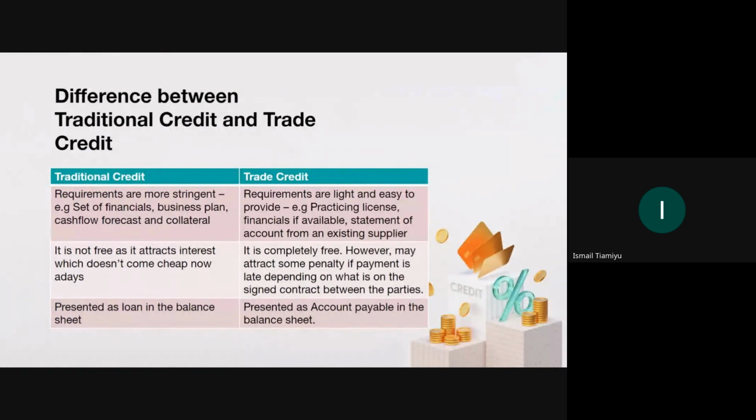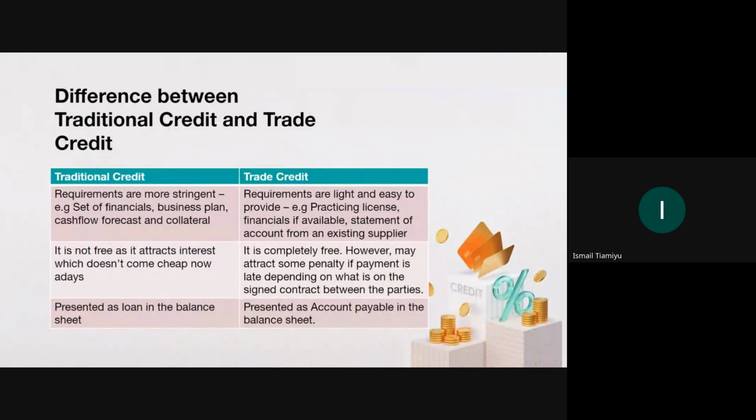All you need to do is to provide a statement of account, like a bank statement that shows your inflow and outflows, so that the supplier will know that, okay, you are solvent, that you buy, you sell, and you will repay. So they want to see that movement in your bank account, or you provide a statement of account from your supplier, an existing supplier, that shows that you're a good customer, and when you buy, you pay. That's all you need to show for trade credit.